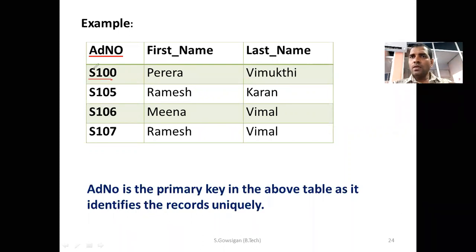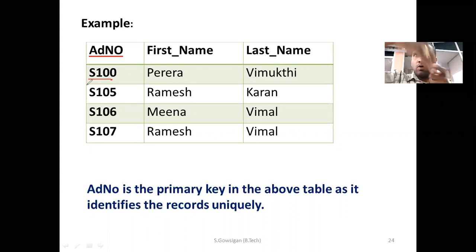S100. If I call S100, assume there are students sitting in front of me, only one student stands up. Similarly, here many students are in the table. For demonstration purpose, I have only 4 records, but there may be many records to come.